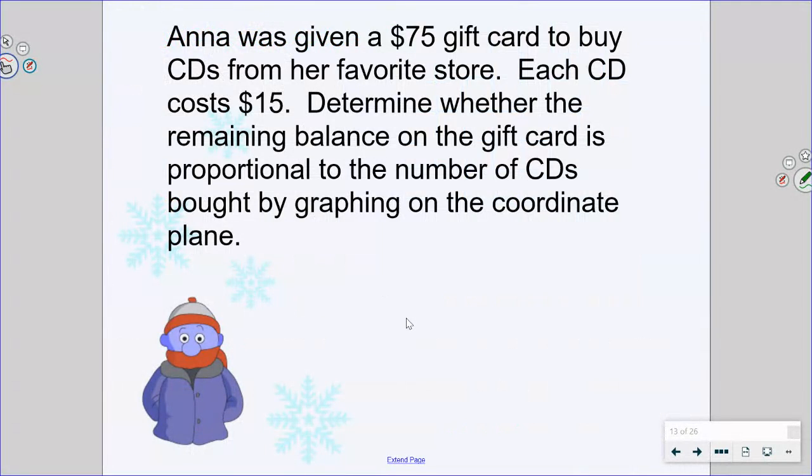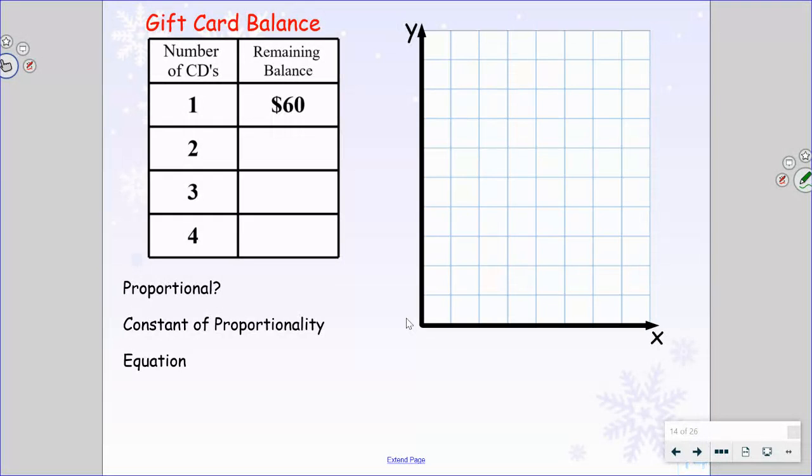Onward we go. Anna was given a $75 gift card to buy CDs. Each CD costs $15. Determine whether the remaining balance on the gift card is proportional to the number of CDs bought by graphing on the coordinate plane. Now, I want you to think about a key word here: remaining. So remember, she started with $75. If she bought a CD, that means she is not gaining money on that remaining balance. She is losing money. She has less money to spend. Which means if we buy one more CD, another $15 CD puts us down to $45.